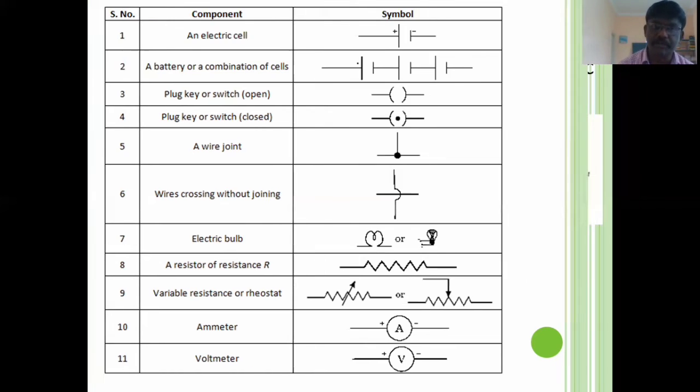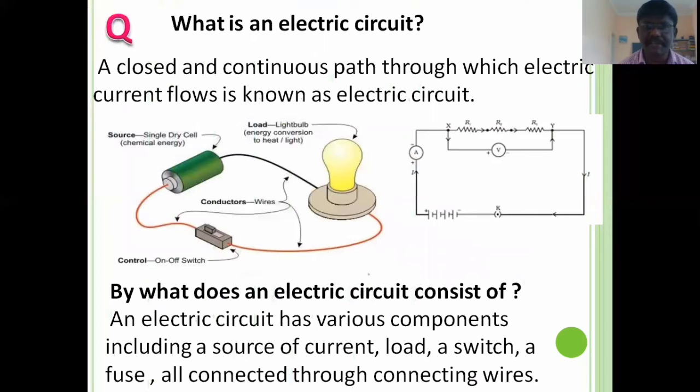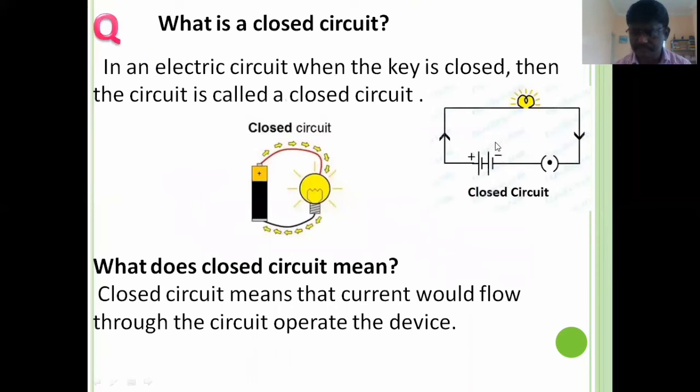First, we shall try to define what is an electric circuit. A closed, like this children, a closed and continuous path through which electric current flows is known as electric circuit. Just you see here, this is the source of electric current, this is the load and connected by conducting wires. This arrangement we say what? Electric circuit. Okay. And this is the schematic representation that I will tell you later.